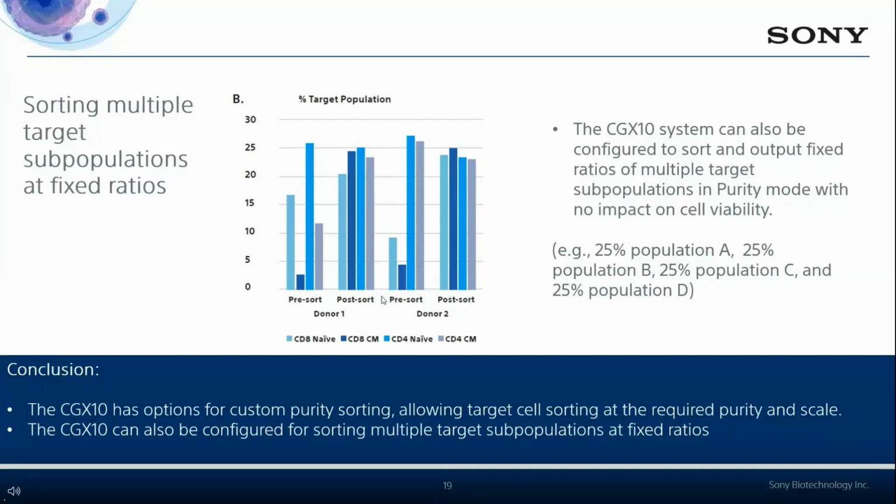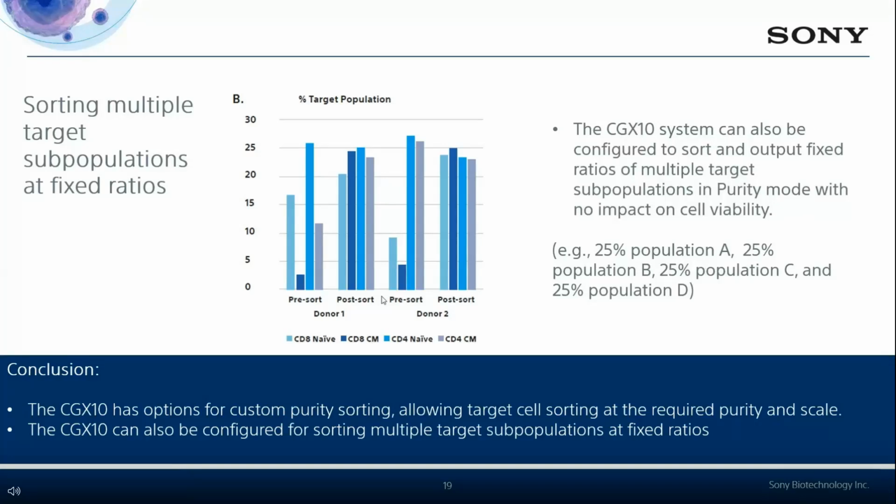What we see in the post-sort is most of them have about a 25% abundance with a 2% error bar, even though they started with different ratios of cells. So what this shows is that the purity mode with mixed ratio sorting is able to take variable starting populations, process them, and get a product which is even regardless of the start.